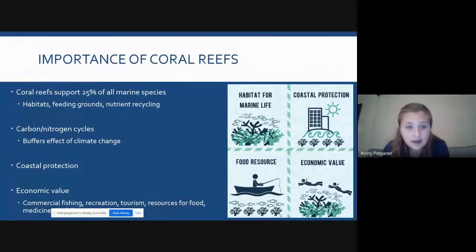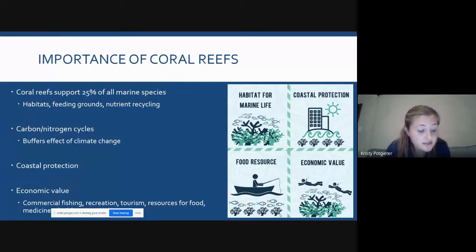Speaking of caring about coral, they are incredibly important, okay? So they have a number of vital benefits. First off, coral reefs cover less than 0.1% of the ocean floor, but they support 25% of all marine species. This is in the form of habitats and feeding grounds and that kind of thing.